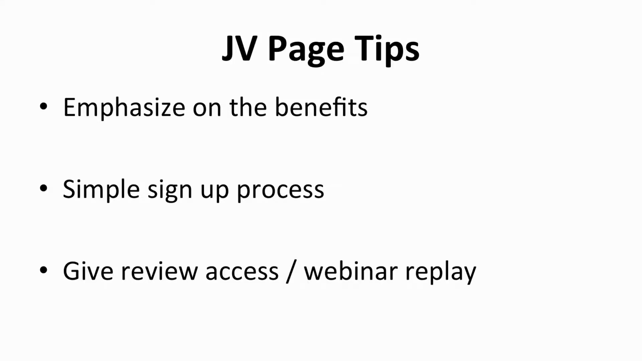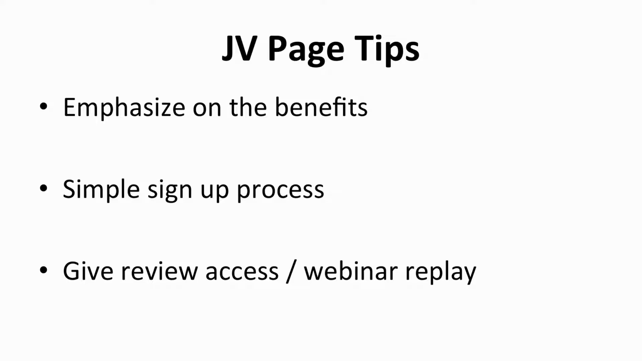So here you go with some JV page tips. First, you definitely want to emphasize the benefits for your JVs. This is what they're most concerned with. What's in it for me? You need to make them believe that they can make big sales through your webinars. Like I mentioned before, a simple sign-up process is crucial for them as well. You don't need to know more about them except for the name, email, and the payment method. This saves them time and work, and you'll do less work as well.